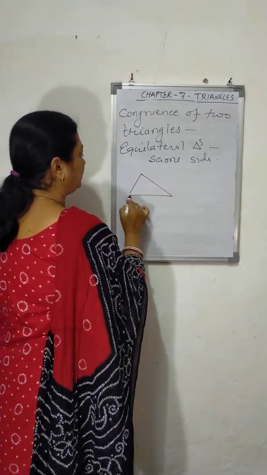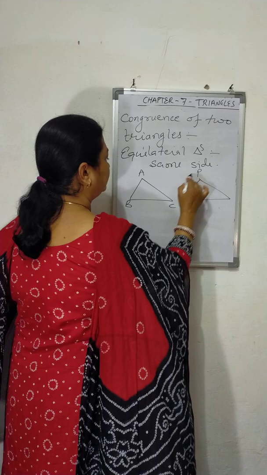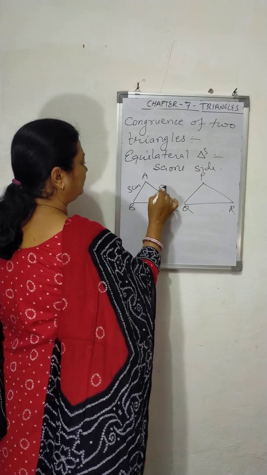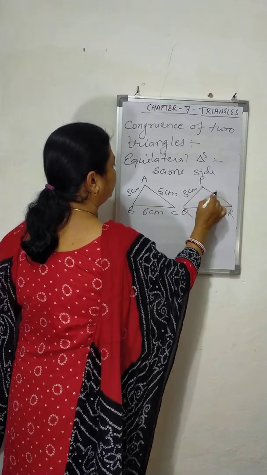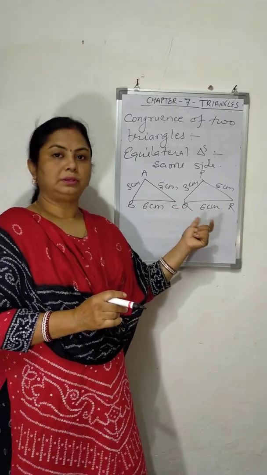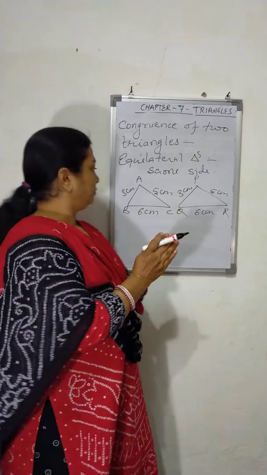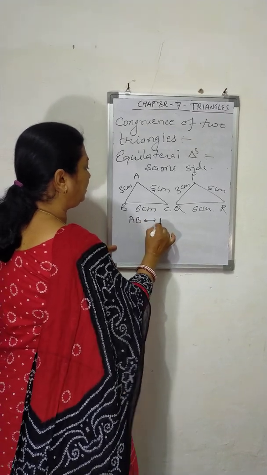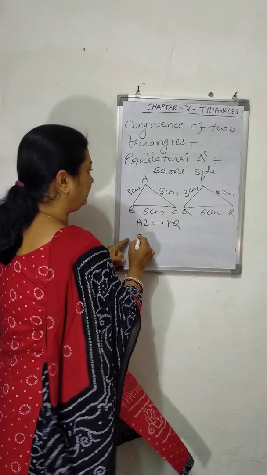Suppose I am taking two triangles ABC and PQR. Sides of ABC are 3 cm, 5 cm, 6 cm, and PQR 3 cm, 5 cm, 6 cm. ABC and PQR both are scalene triangles, and we know that congruent figures overlap each other. So here when we put side AB and PQ together, they will cover each other because they are of the same length.